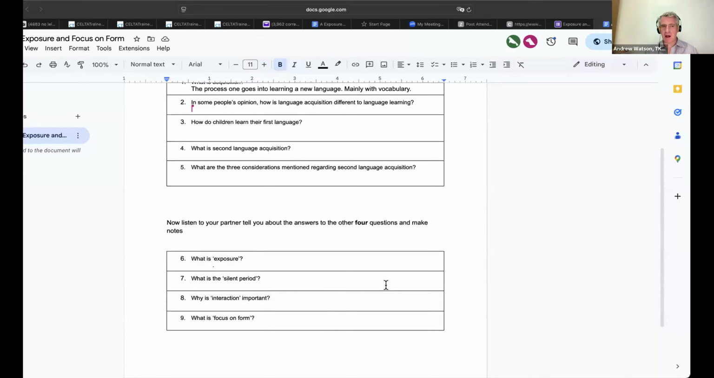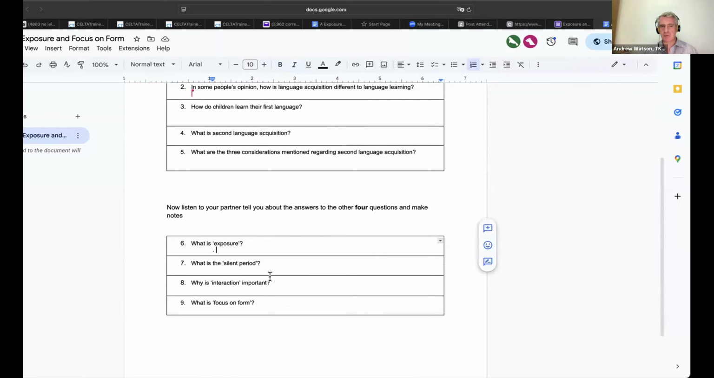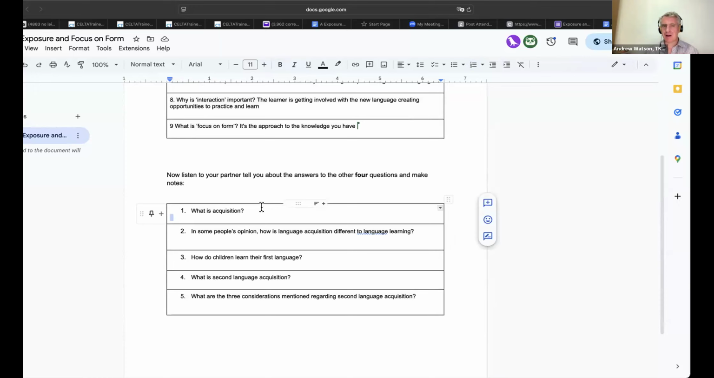All right. Well, you've got a whole set of questions that you didn't answer. So I'm going to ask you to work with two people from the other group. If you're group A, you're going to work with two people from group B and swap the answers to the questions that you don't have. If you're in group A, you need to get this information about exposure, silent period, and interaction. If you're in group B, you need to get this information about acquisition.